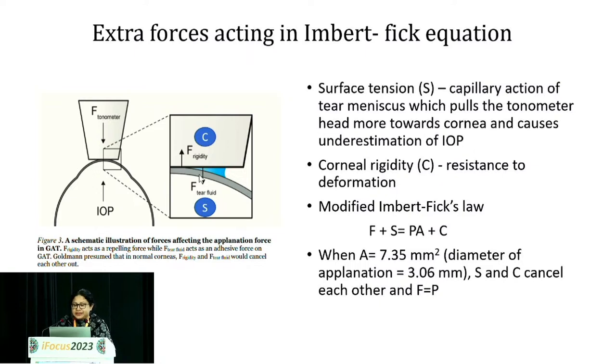And the second force is the corneal rigidity, which is the resistance offered by the cornea to deformation. Both these forces act in opposite directions. That is why the modified Imbert-Fick's law was devised, which says F plus S is equal to PA plus C. So when the area is fixed at 7.35 millimeters square, which happens when the diameter of applanation is 3.06 millimeters, S and C cancel each other.